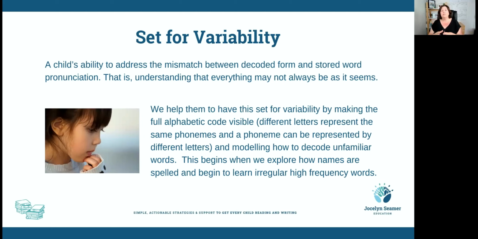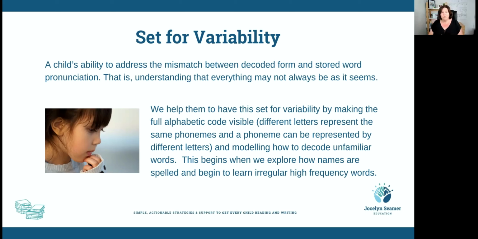and then they realize it's "was." And so they come to understand that the letter A, and we explicitly teach them, we don't rely on them picking it up themselves, can also represent the sound O, and this is that opaque orthography that I mentioned in the first clip. So we help them to have this set for variability by making the full alphabetic code visible. Different letters represent the same phonemes, and a phoneme can be represented by different letters.